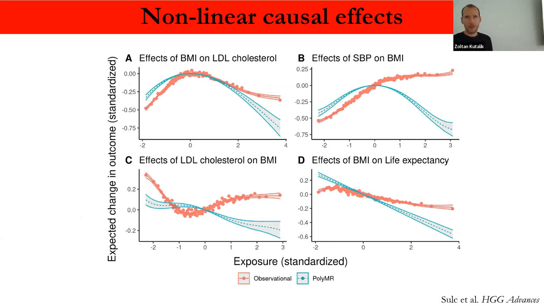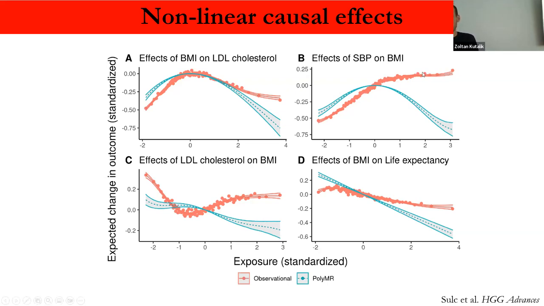We applied it to the UK Biobank traits. I don't want to interpret them too much, but you can see the advantage here is that we can see observationally how the relationship looks like in the UK Biobank between these two traits. Sometimes the causal effects agree quite well, but you can still see that it's nonlinear and non-monotonic, while MR is assuming that it's fully linear.